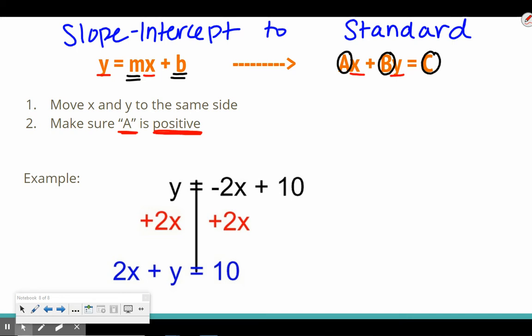Okay, so I do have an example here of my slope-intercept form, y equals negative 2x plus 10. Notice that I just added the 2x over to the other side to move it out of the way. Okay, so now I have my x and my y together on the left-hand side. And notice that my a value would be 2, and 2 is positive. Okay, so this is a correct standard form, because that a needs to be positive.